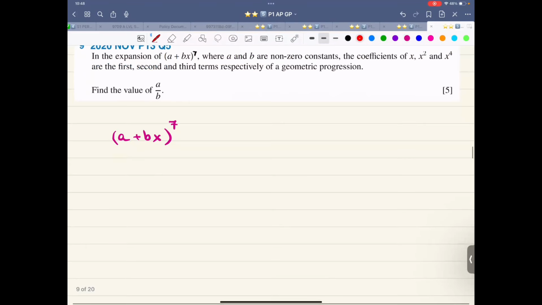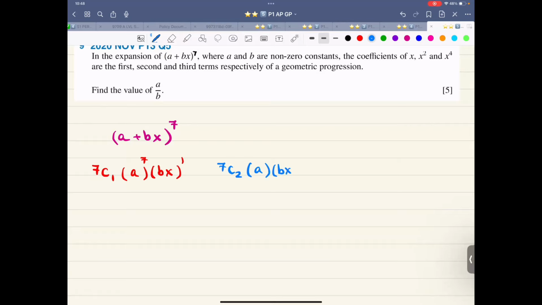The coefficient of x. So how will you find the coefficient of x? Coefficient of x would be 7c1. This is bx raised to power of 1, a raised to power of 7. We will simplify it. Coefficient of x squared. How will you find coefficient of x squared? 7c2. bx raised to power of 2, a raised to power of 5. How will you find coefficient of x4? 7c4. A raised to power of something, bx raised to power of 4, 7 minus 4 is 3. These are the three things that you're looking for.